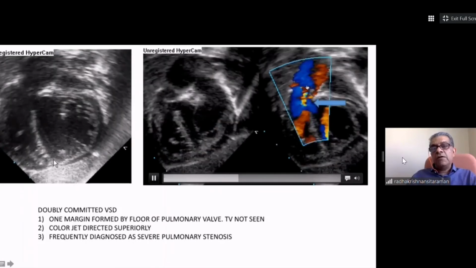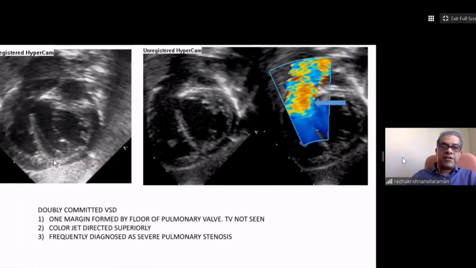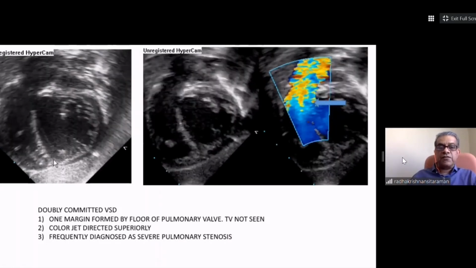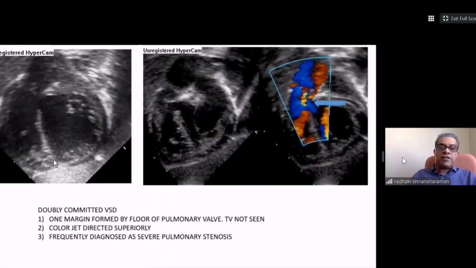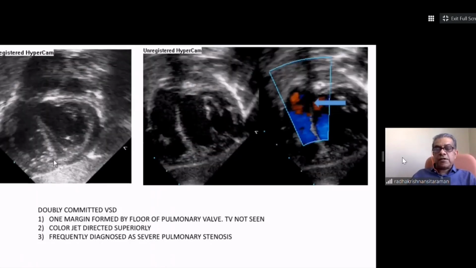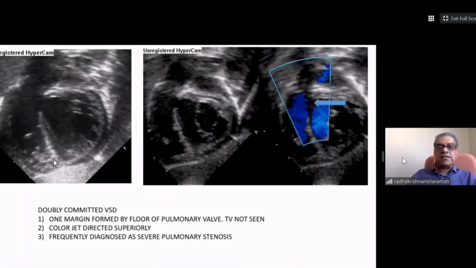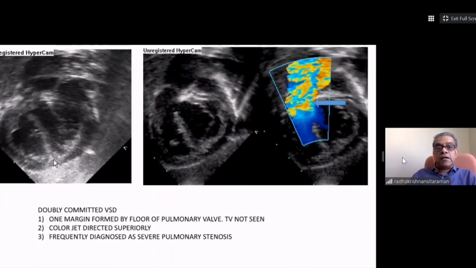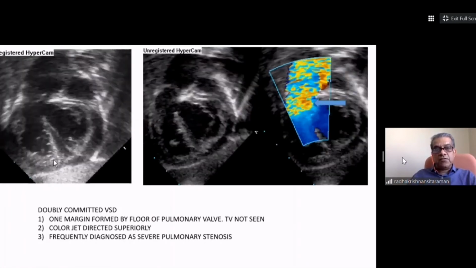It is happening less frequently now, but there was a time when many of these patients used to be diagnosed as severe valvular pulmonary stenosis. But fortunately, with the new group of pediatric cardiologists who are now practicing, these things are seen less frequently, unlike before when the adult cardiologists used to report these echoes.